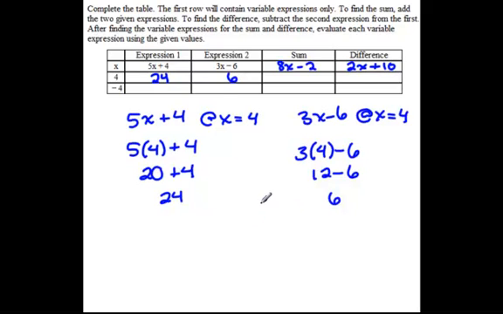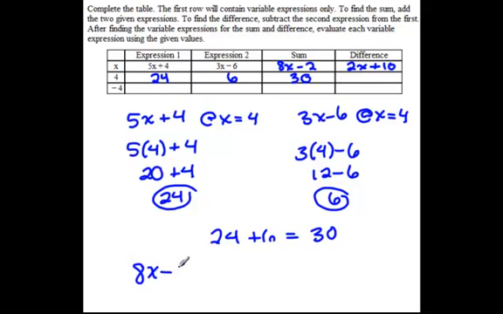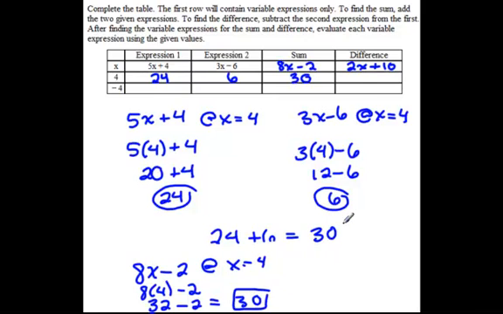To find the sum, you could actually take these two values and just add them. So 24 plus 6 will get you 30. And that's the sum. The other way that you could find the sum is evaluate 8x minus 2 at x equals 4. So 8x minus 2 at x equals 4. You have 8 parentheses 4 minus 2. Following order of operations, you have a 32 minus 2, and that equals 30. So there's two different ways you can get the sum.